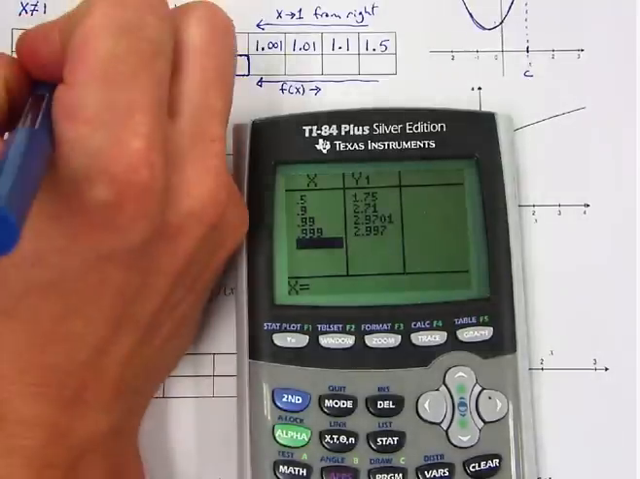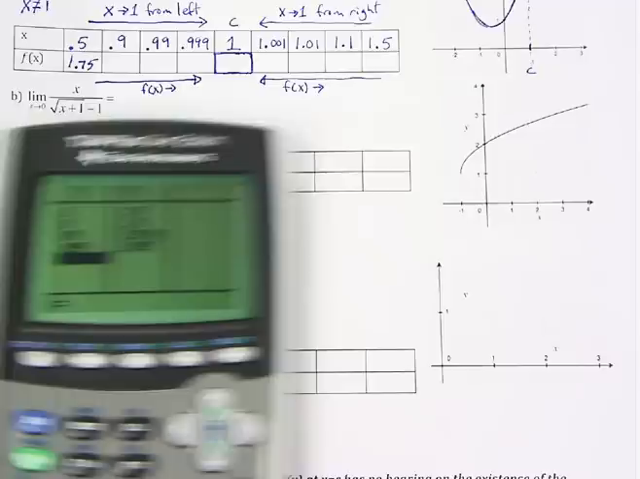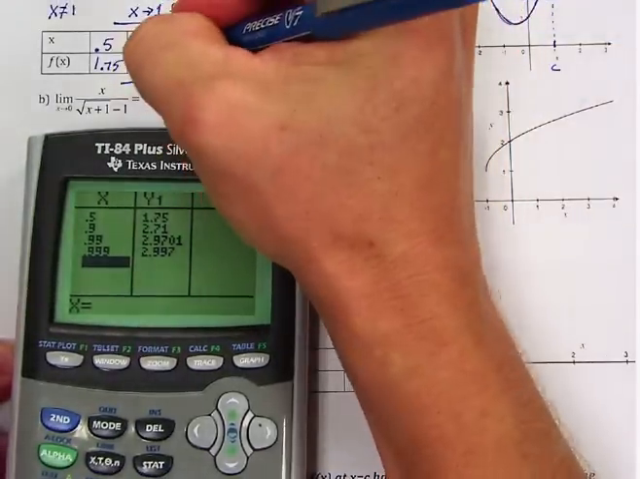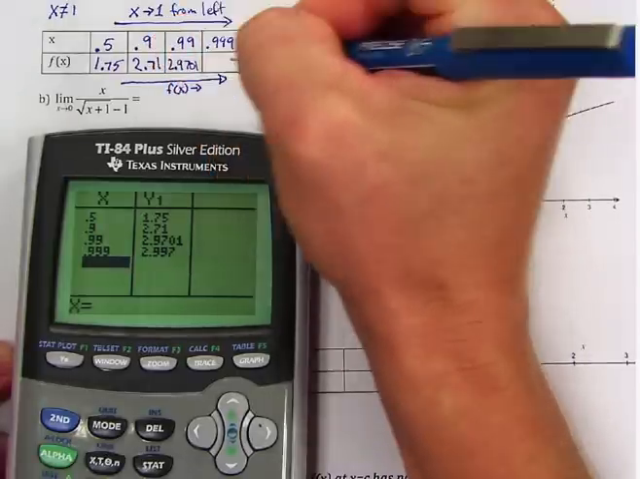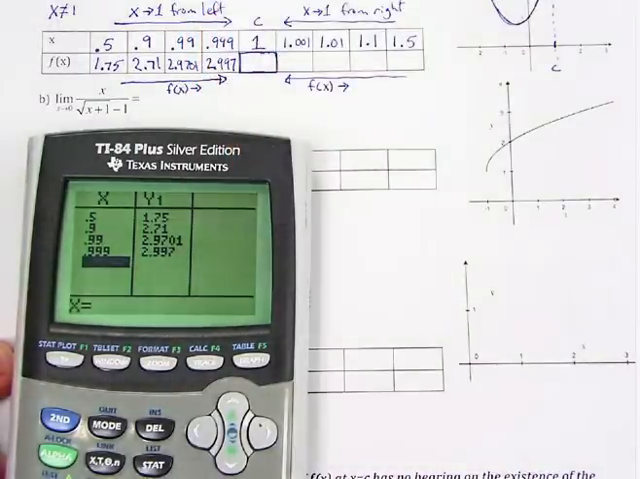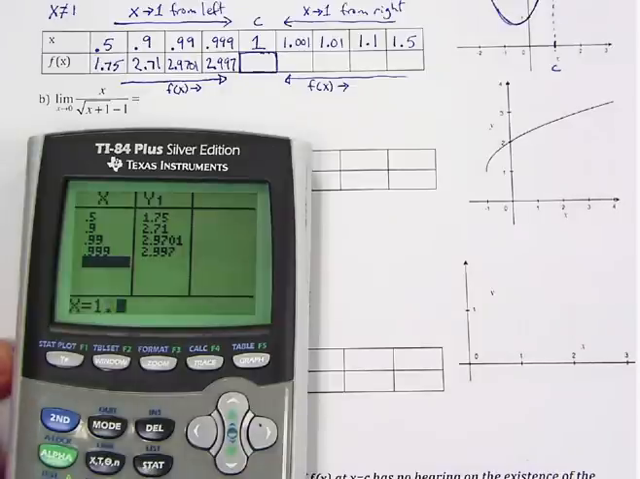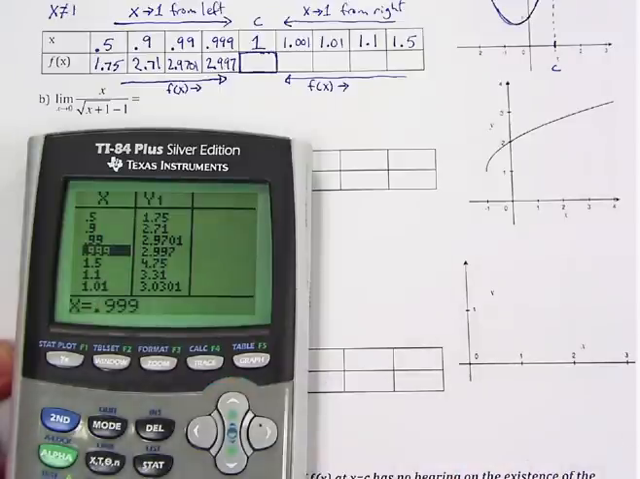Okay, so we're just going to record these right here. 1.75, 2.71, 2.9701, and 2.997. Okay, now let's go ahead and try it from the right side. So 1.5, 1.1, 1.01, and that's all it gives us there.